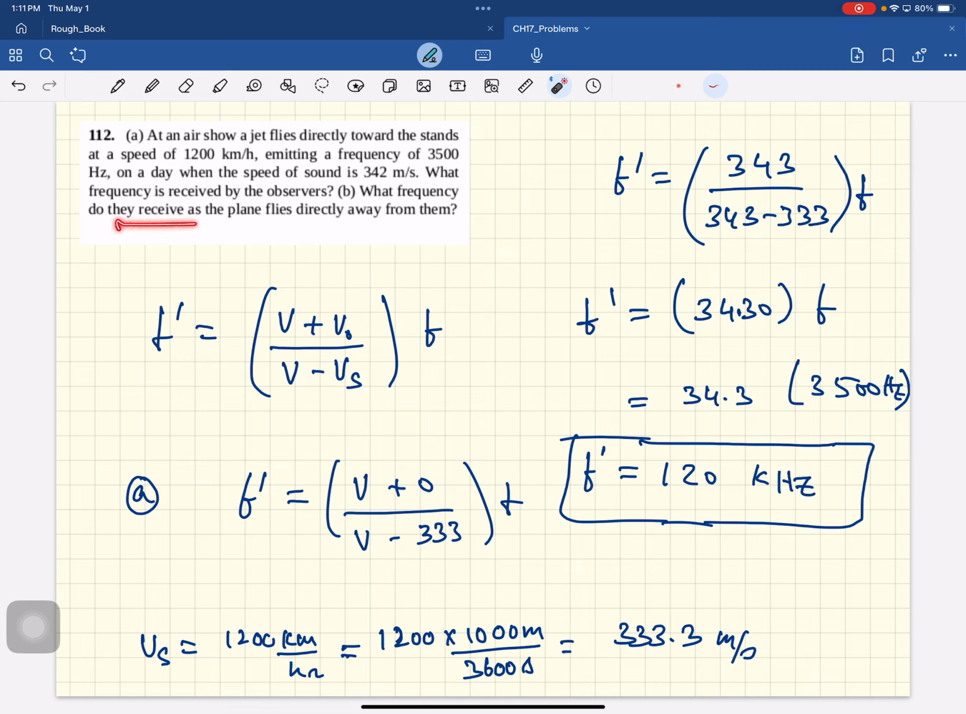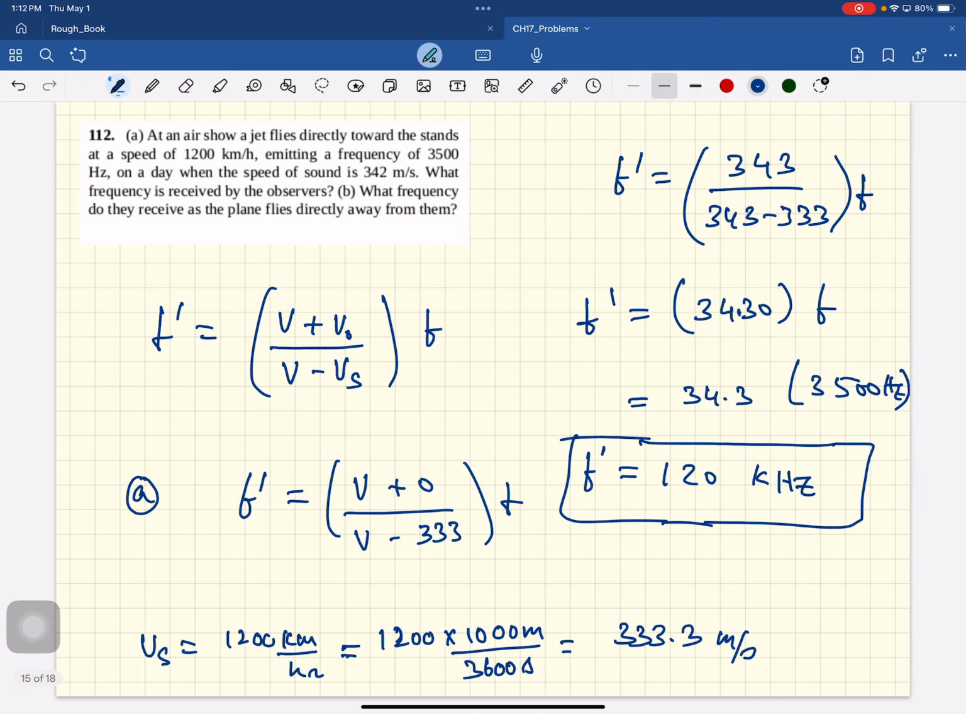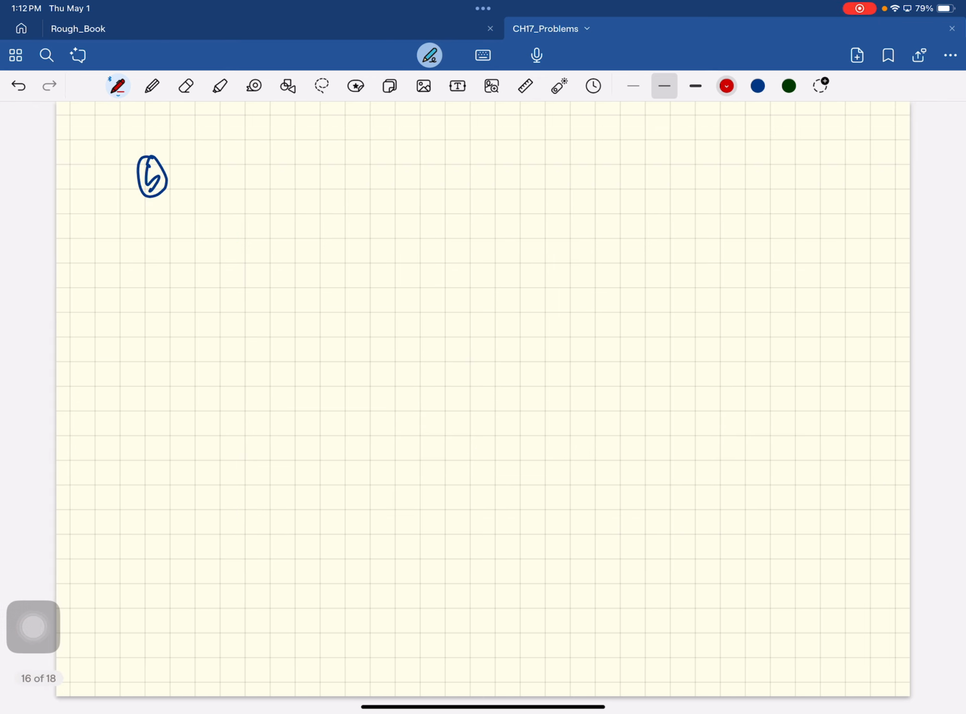What frequency do they receive as the plane flies directly away from them? Okay, so in this problem, there was the observer and there was the source. The source was moving toward the observer. For the speed of sound, should we use the given 342, or is it not significant? Oh, yeah, it's not significant. It was significant in the fact that we figured out it depended on temperature, that's all, okay?